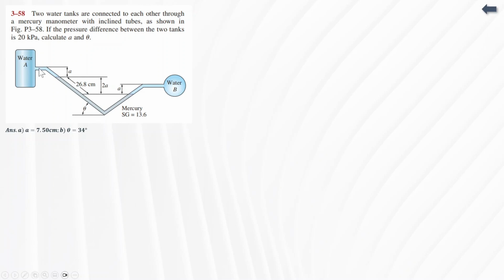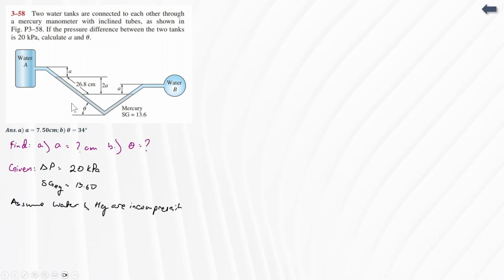So first things first is we identify muna what's being asked. So we want to know yung A in centimeters. It makes sense as centimeters because if it's naka-meters yan, sobrang maliit. But I'll mention that na naman sa problem. Okay? And then theta. You're given the difference at 20 kilopascals. So then, of course, you have the specific gravity of mercury at 13.6. And we assume that the water and mercury here are incompressible. So what's the solution natin?